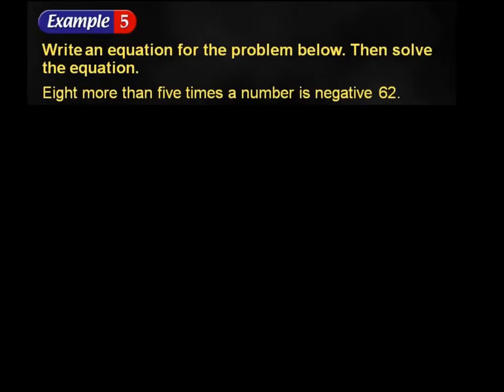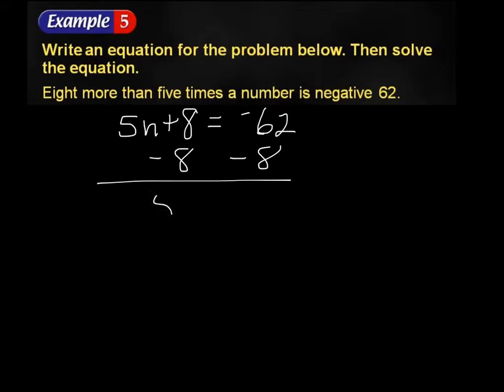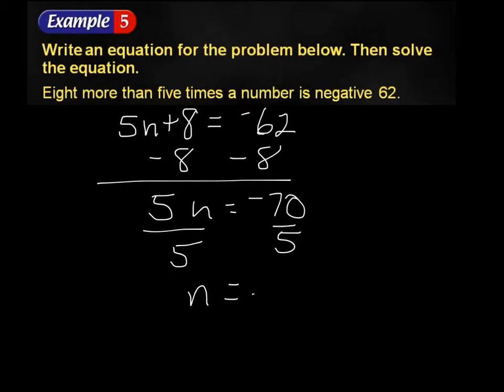And for example 5, they ask us to write an equation for the problem below, then solve the equation. 8 more than 5 times a number. So 5 times the number would be 5n. 8 more, I would add 8, is, always means equals, negative 62. So to undo the plus 8, I'm going to subtract 8 from both sides of the equation. So I have 5n equals negative 70. Divide both sides by 5, and I get n equals negative 14.